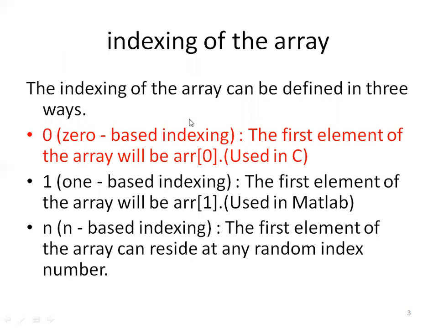Then indexing of the array. So in an array, indexes are used to access all the array elements. And if we are using the C programming language to implement the array, then the first index starts from 0. And in some other programming languages, like MATLAB, the index starts from 1. And you may take an index other than 0 and 1 also. So there are these three types of indexing. 0 can be taken as the first index of the array, 1 can also be taken as the first index of the array, or the n value can be taken as the first index in the array.